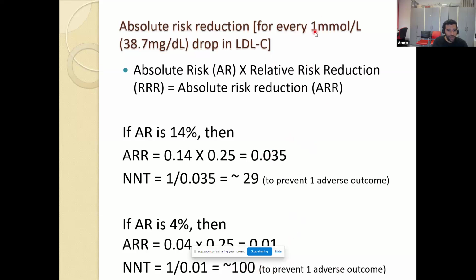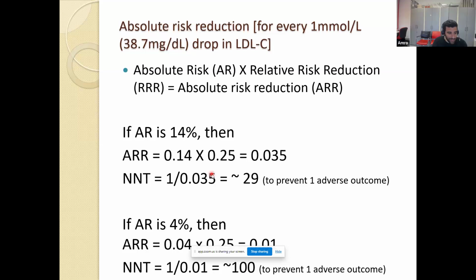And obviously, if you reduce it down by 2 millimoles per liter, you double this. This becomes 0.07. Your numbers needed to treat becomes lower, which is half that. It's 14. If you double that, 0.02 becomes 50. So if you bring it down by 2 millimoles per liter, then the numbers needed to treat will be 50.